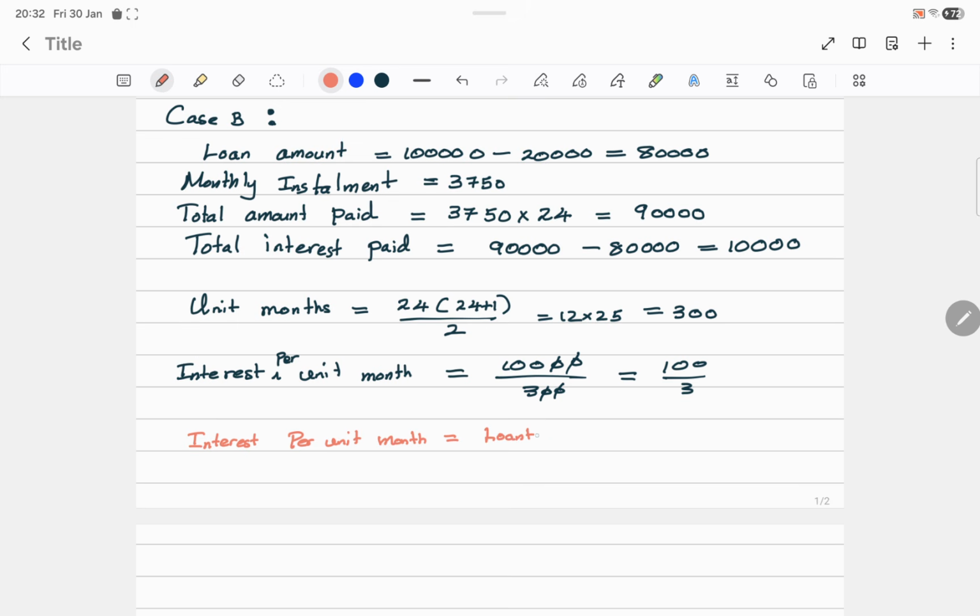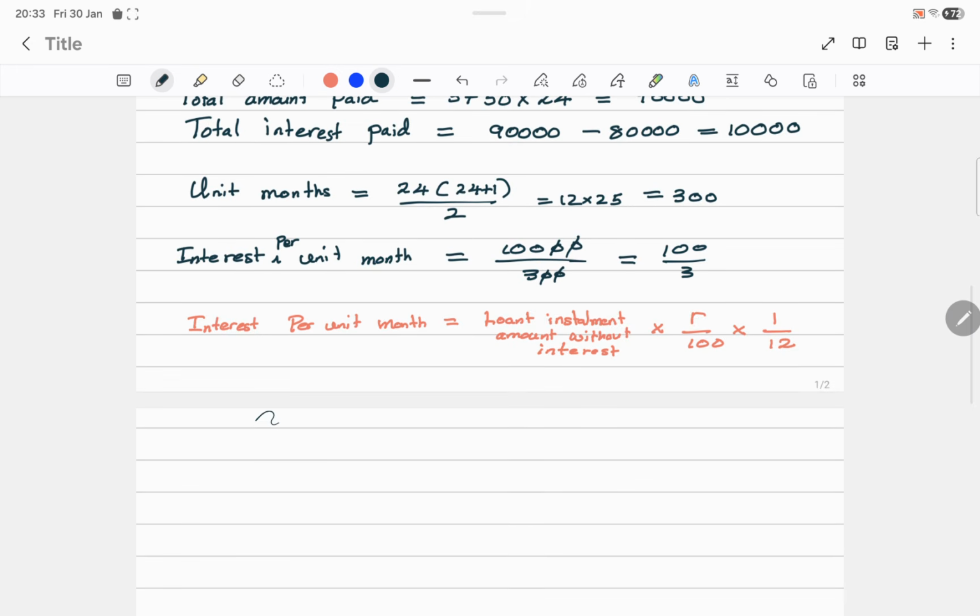Loan installment amount without interest, times rate over 100, times 1 over 12, because we have to divide by 12 since there are 12 months per year. Right.